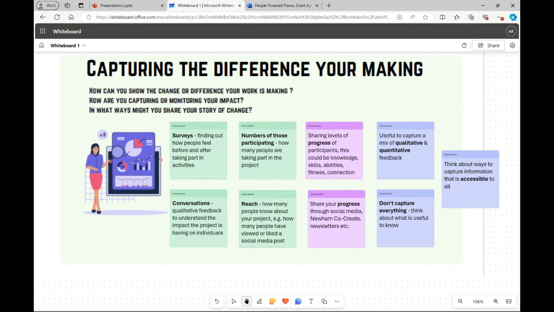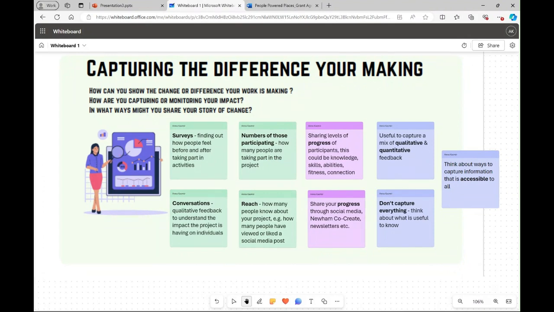Firstly, there are surveys, so that you can take them before and after an activity or a series of activities have taken place to find out how people feel about it or feel about themselves or skills. They might have taken place in a crafting activity or skills to learn about how to use their mobile phone better, for example, and how do they feel about their levels of competence before and after. Having conversations, so deep and meaningful conversations to gain qualitative feedback to understand the impact that the project is having on an individual.